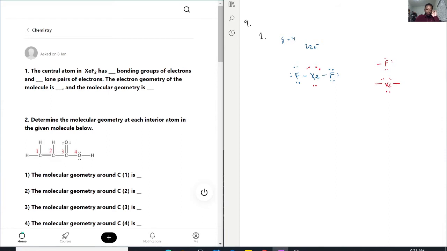So now it's asking us, it has blank bonding groups of electrons and blank lone pairs. When they ask questions like this, they are actually referring to the central atom, which is actually what they say right there in front of it. So the central atom, how many bonding groups, aka how many bonds it has, that would be 2 bonding groups. And how many lone pairs, as you can see here, 3 lone pairs. So we've answered that part of the question.